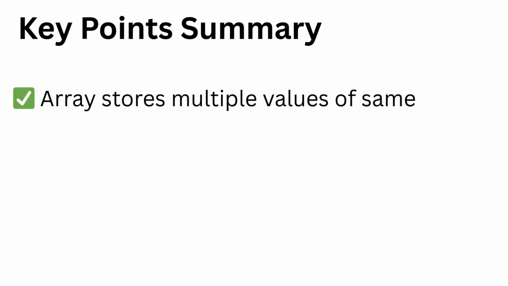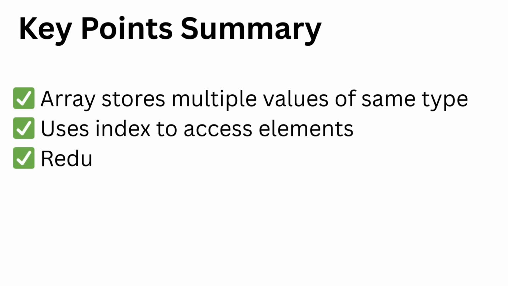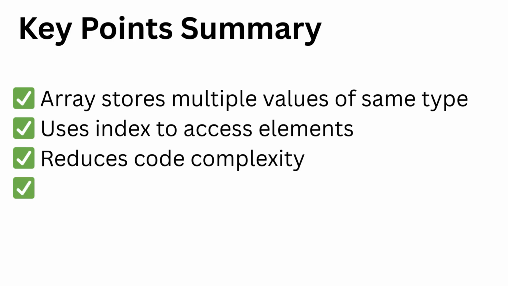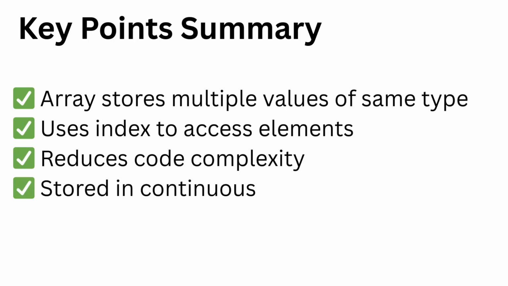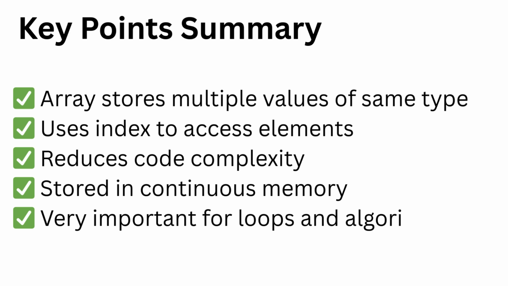So in this lesson, we see that an array can store multiple values of the same type. It uses an index to access elements. It reduces code complexity, and it is stored in continuous memory. And the use of arrays is very important for loops and algorithms.